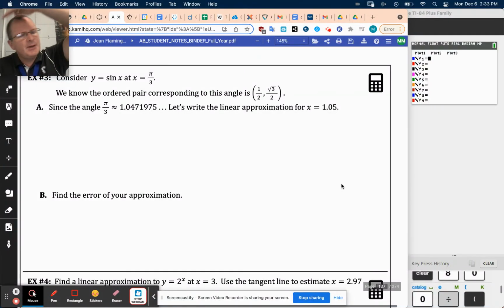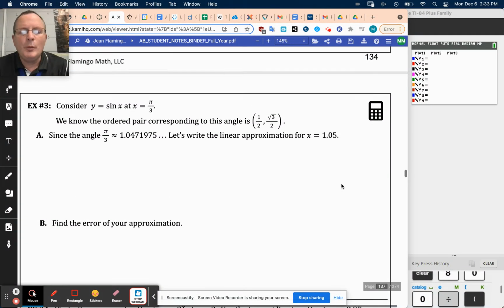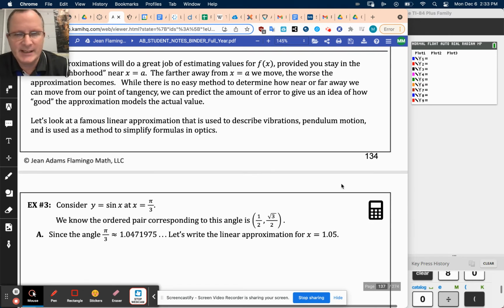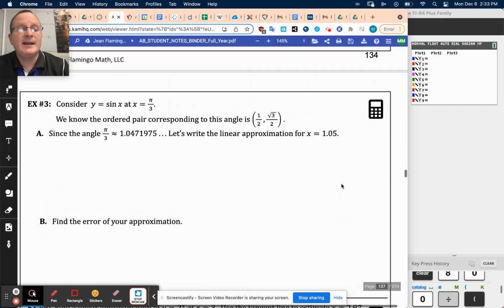Okay. So on example three, the whole point here was that if you're in the neighborhood, a linear approximation can do a good job of approximating a curve. So they picked a value that was very, very close to pi over three. Pi over three is 1.0471975, and they want you to approximate sine of 1.05 using a linear approximation, and that would have to be really, really close. As a matter of fact, we're going to find out exactly how close that is. All right, so we'll start here.